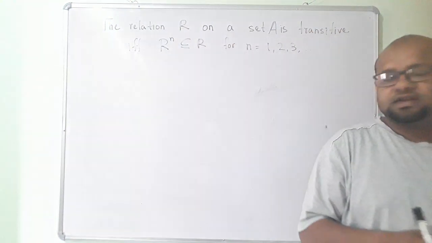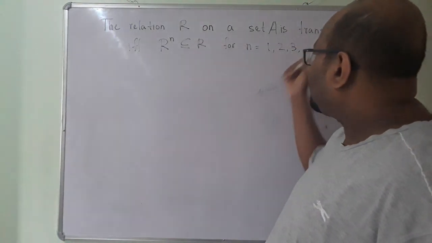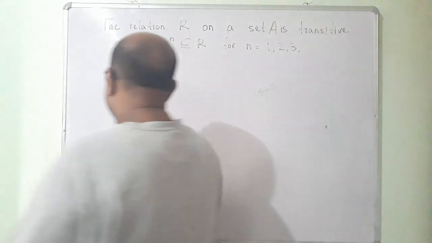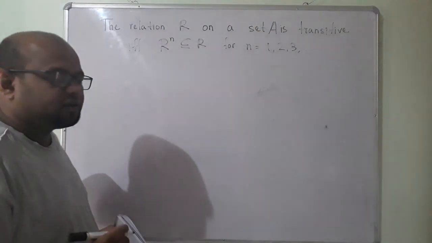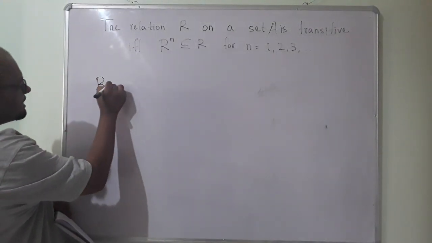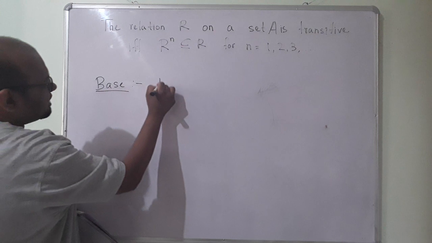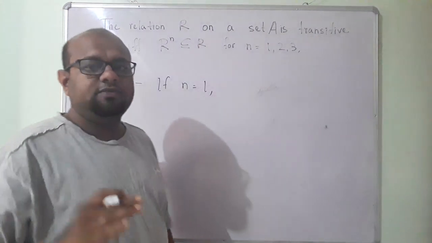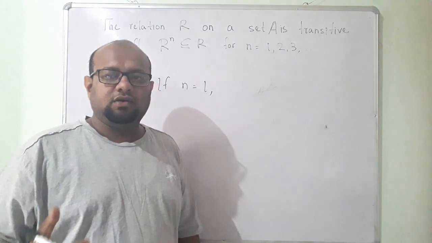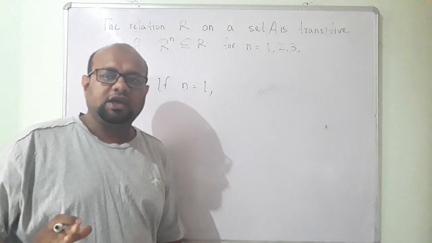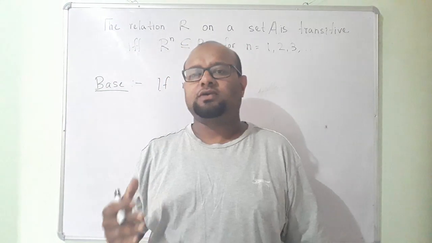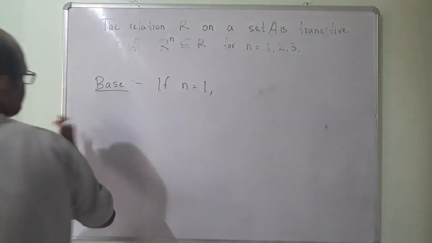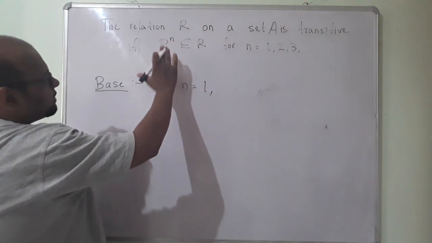Let us look at the other direction: that if R is transitive, then R to the power n is a subset of R. We are going to do this by induction. So we are going to have this base case. If n is equal to 1, then what is R to the power n? It is R to the power 1. We know this by definition of power. In the last video we talked about the definition of power. It was a recursive definition. It said that R to the power 1 is R.